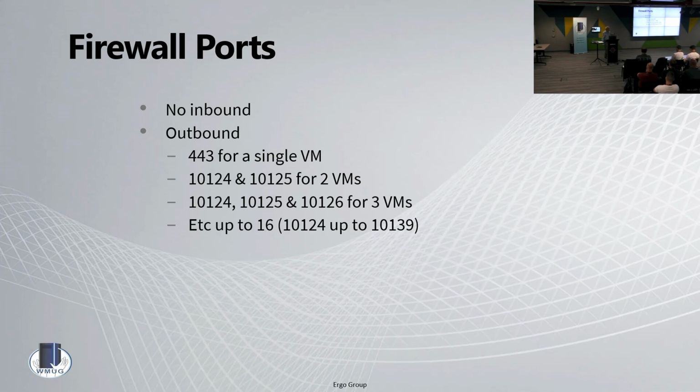Because if you get to 2, you would think it would be 443 and something else, wouldn't you? But no, it's not that. So if you use 2 VMs, it becomes 10124 and 10125, etc., up to 10139 for 16 VMs. See? Go figure. I don't get that. So that's it.